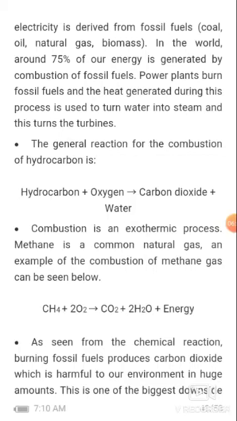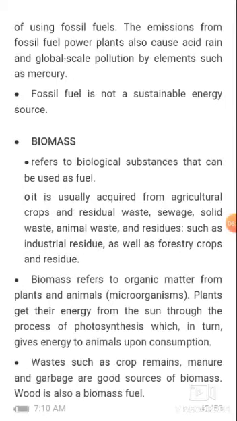So, as seen from the chemical reaction, burning fossil fuels produces carbon dioxide, which is harmful to our environment in huge amounts. So, to neutralize the amount of carbon dioxide, it is better for us to plant trees. Therefore, there would be an exchange of gases between humans and plants. So, this is one of the biggest downsides of using fossil fuels.